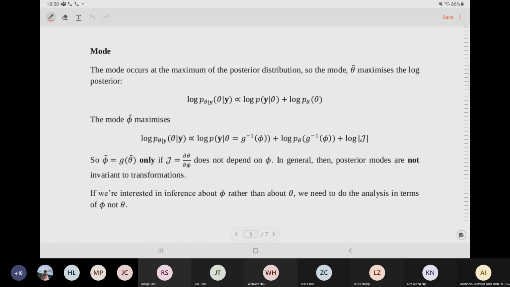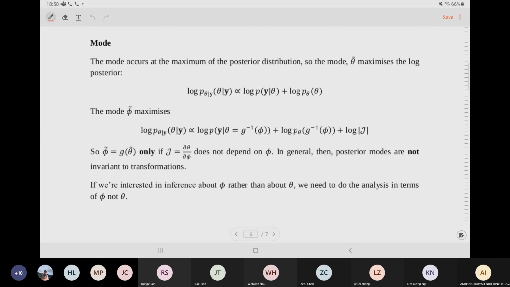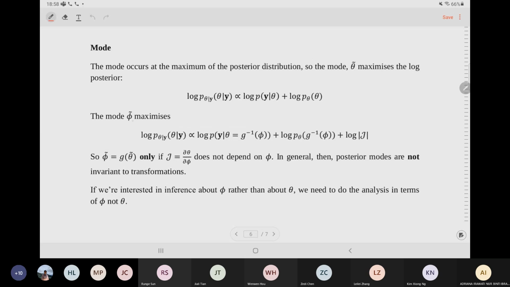The last one is maybe the mode. The mode occurs at the maximum of the posterior. So theta tilde, for example, maximizes the log posterior.